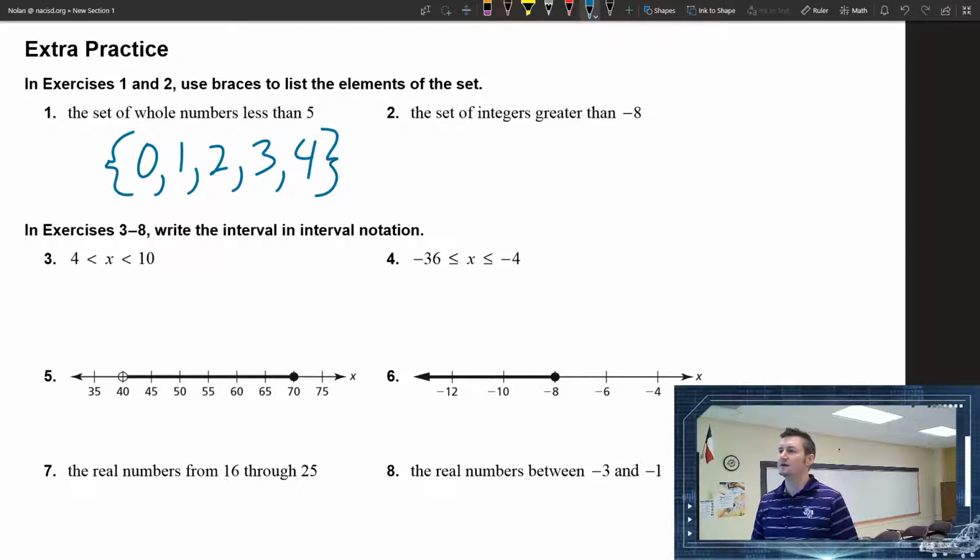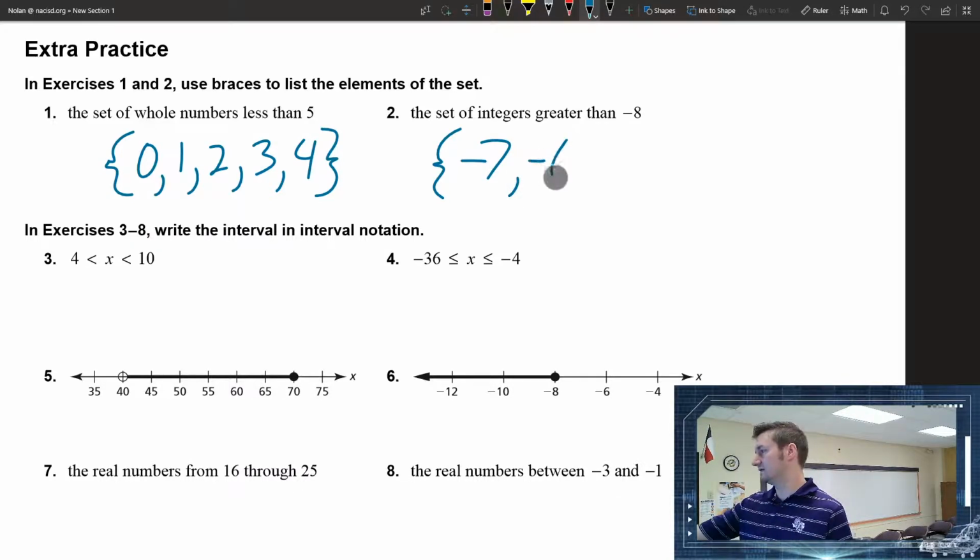Number 2 says the set of integers greater than -8. Remember, integers are your counting numbers, including your negatives. So we can do the same thing here. We start at -8. Well, no, it's greater than -8, so we'll start at -7 and then move upward. -7 doesn't include -8. Now, if it had said greater than or equal to -8, then we would have included -8.